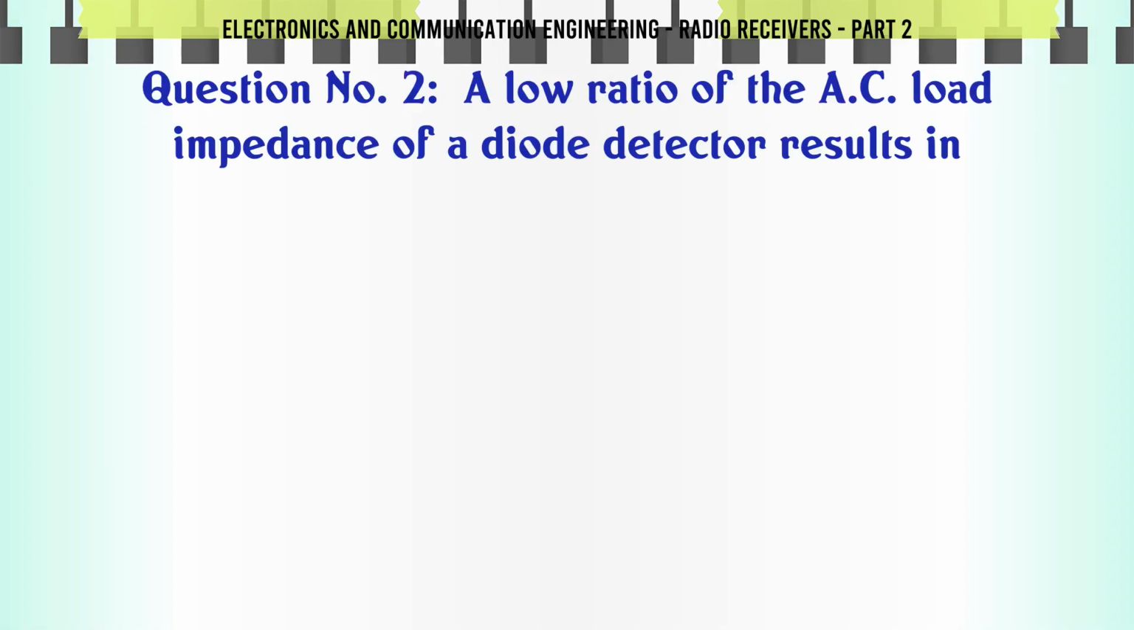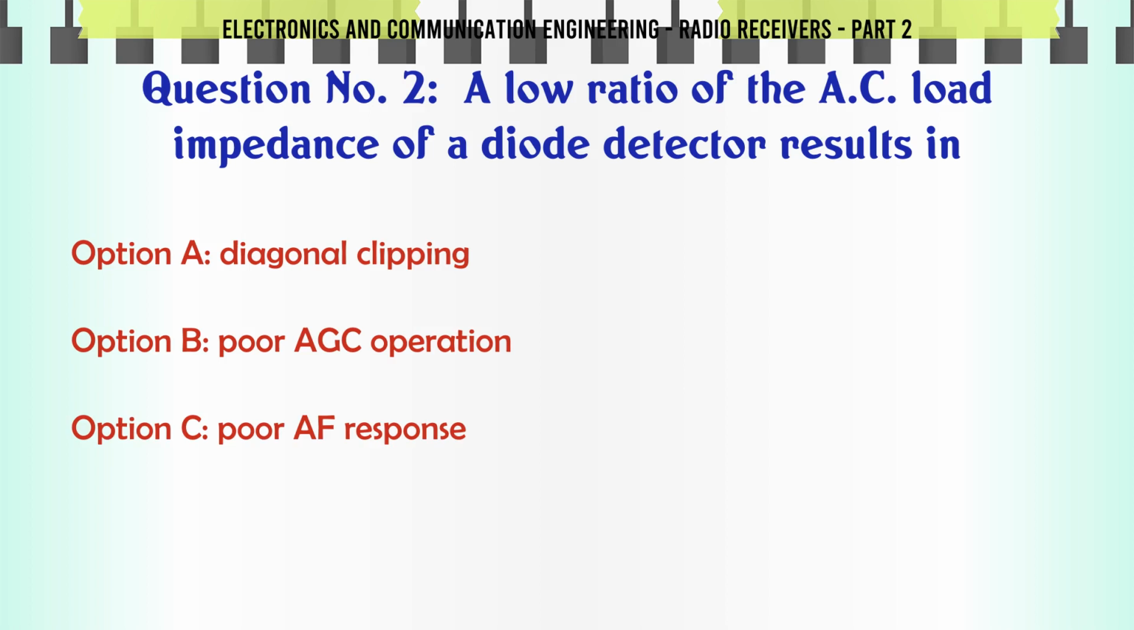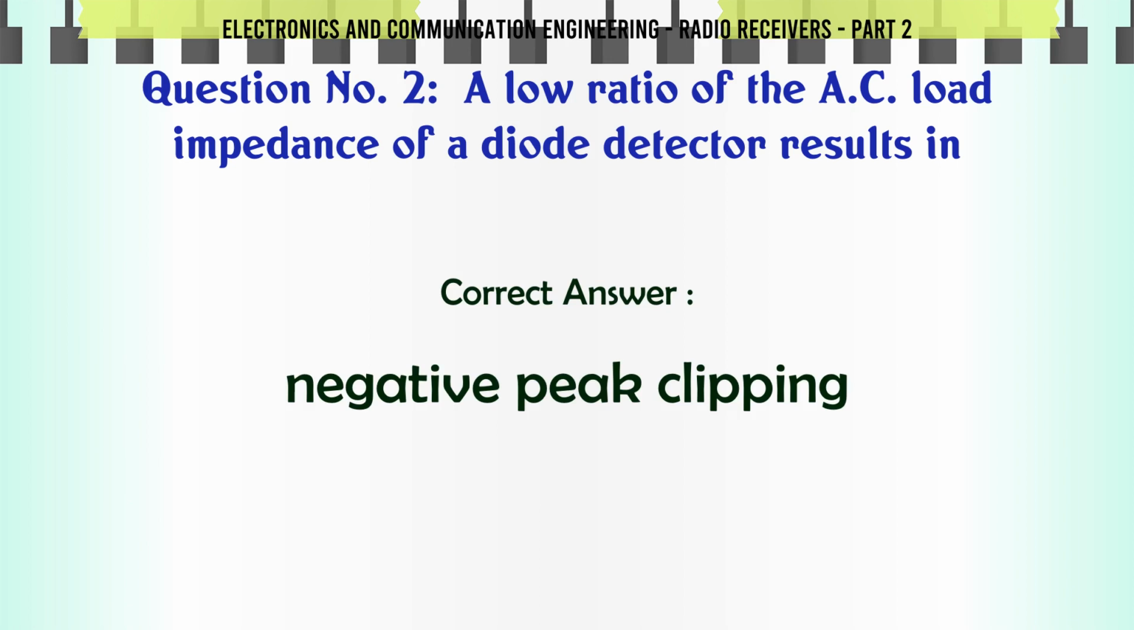A low ratio of the AC load impedance of a diode detector results in: A. Diagonal clipping. B. Poor AGC operation. C. Poor AF response. D. Negative peak clipping. The correct answer is negative peak clipping.